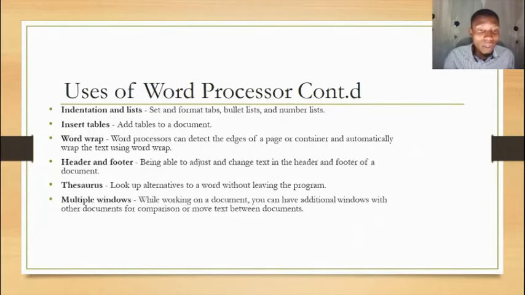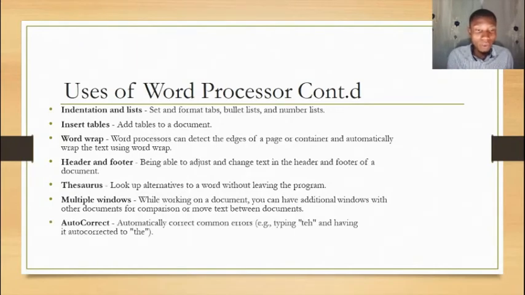Then you have another one, multi-windows. With the word processor, you can have a window for a document, then you have another window for a different document. With it, you can compare and contrast, or you copy write-ups from one document to another. So while working on documents, you can have additional windows with other documents for comparison, or move texts between documents.